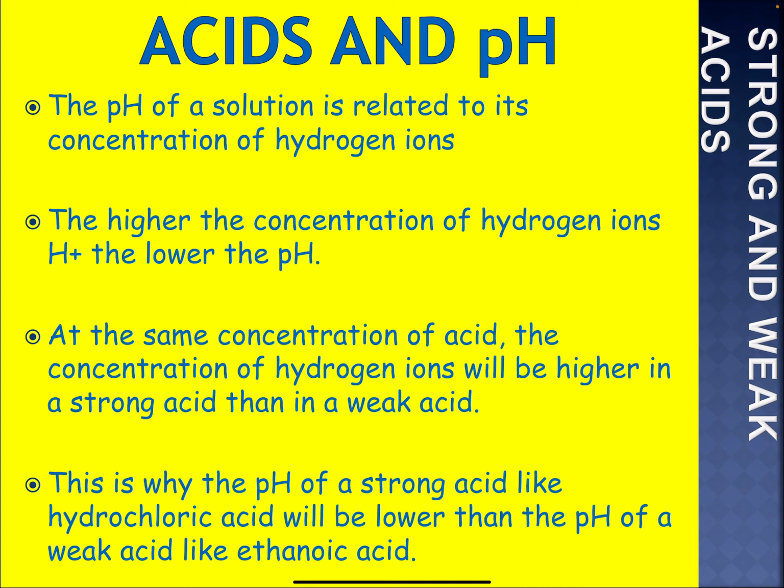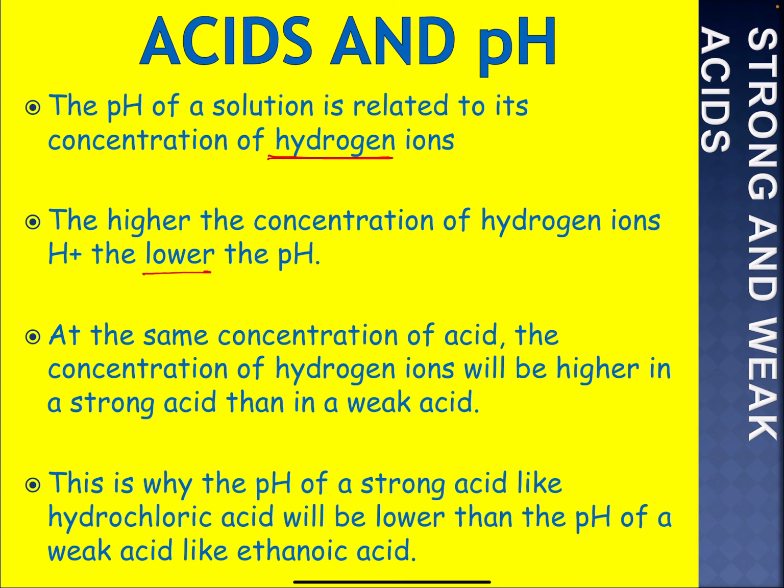The pH of a solution is related to the concentration of hydrogen ions. So that's what the pH of a solution measures. The higher the concentration of hydrogen ions, the lower the pH. Don't forget, don't think because the pH is lower that the acid is weak. Low pH means strong acid. pH 1 is strong acid. pH 6 is weak acid.